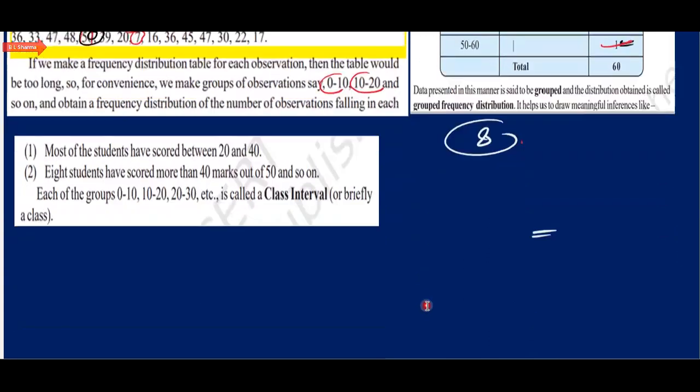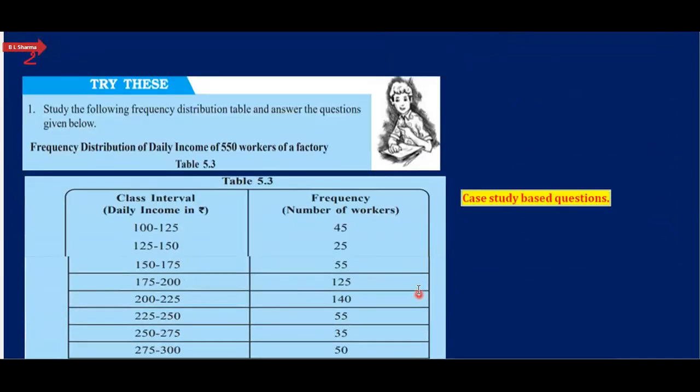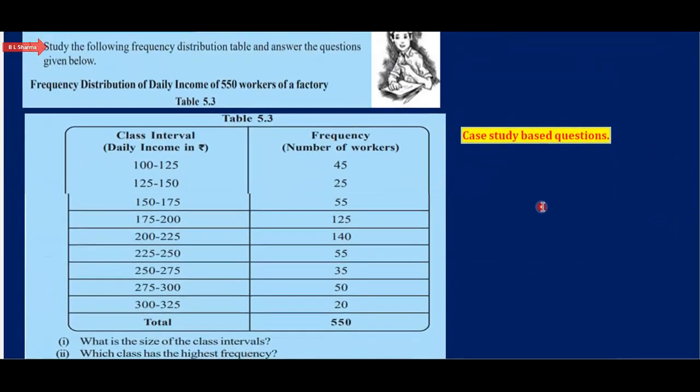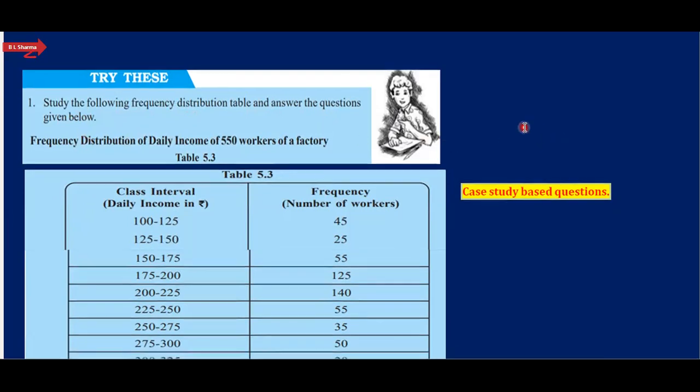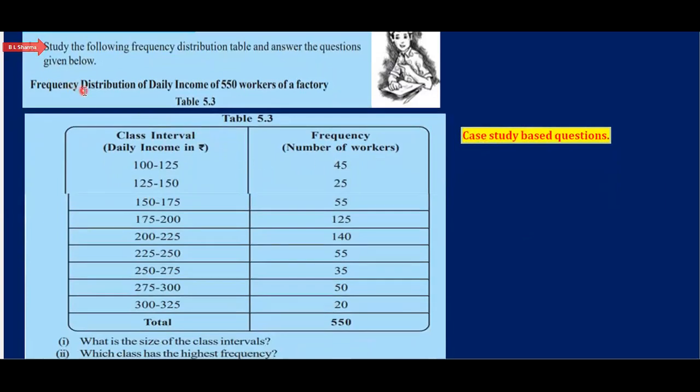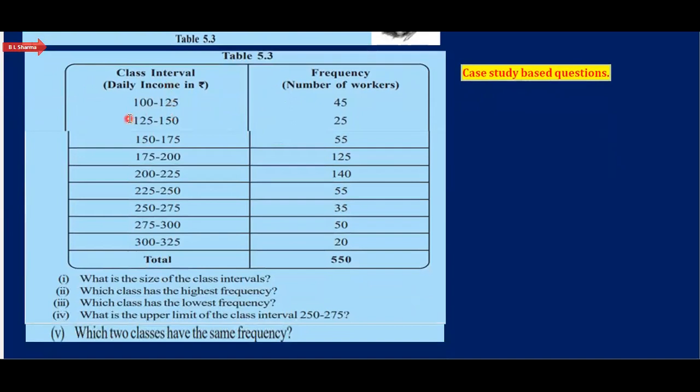And now for the next question. Yes, this is a case study based question. Study the following frequency distribution table and answer the questions given below. पहले से ही हमें एक frequency distribution table दे रखा है और हमें कुछ questions के answer देने हैं. Frequency distribution of daily income of 550 workers of a factory is given below. The daily income 100 to less than 125, these are 45 workers.